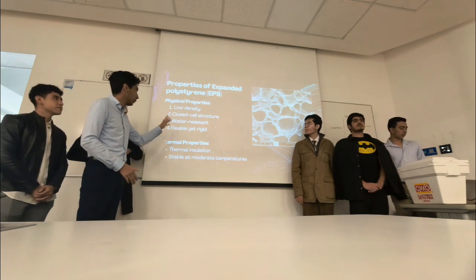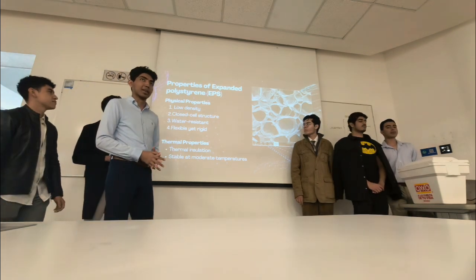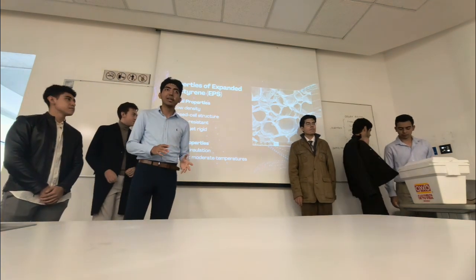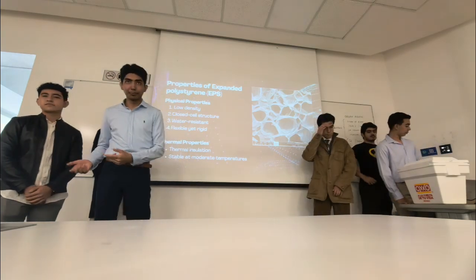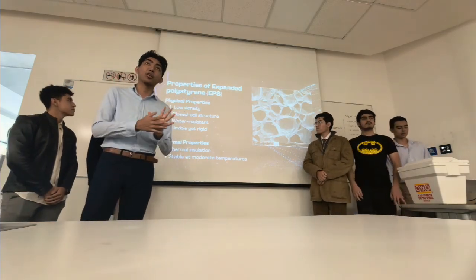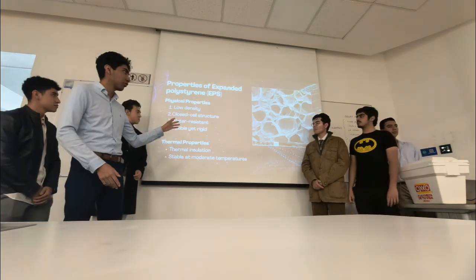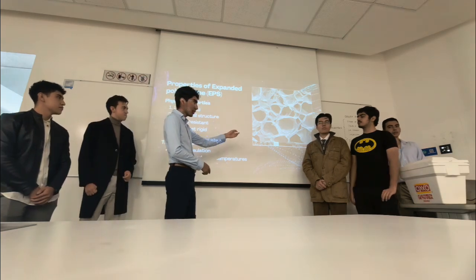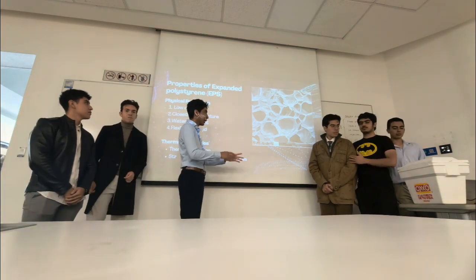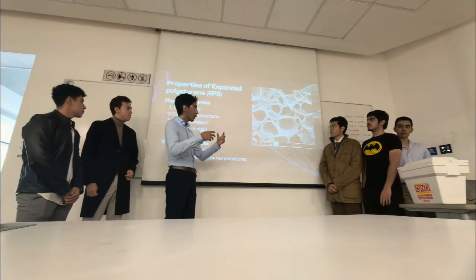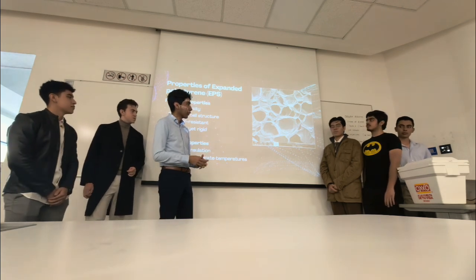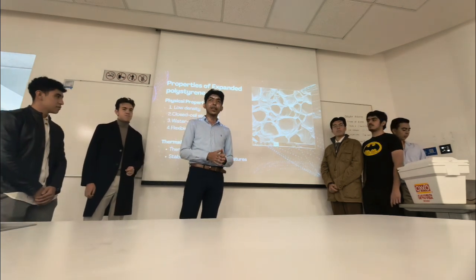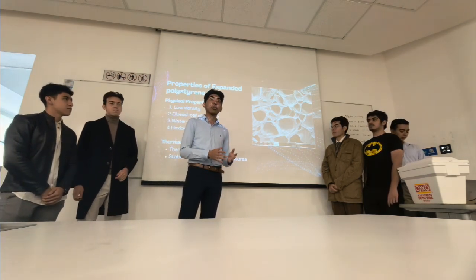First of all, we have the physical properties. The first one is low density, which tells us that it is very low weight and it is very easy to carry around, which leads us to the second property, which is the closed cell structure. As we can see in this image, taken with a microscope, the cells are very close to each other. So that tells us that it is very resistant and it has the property of insulation.